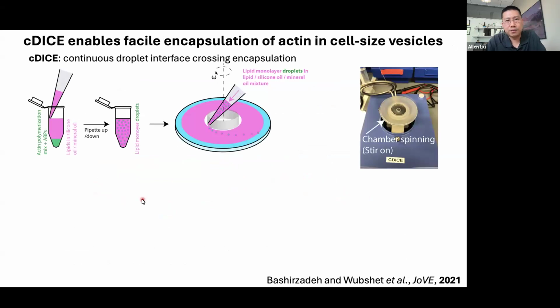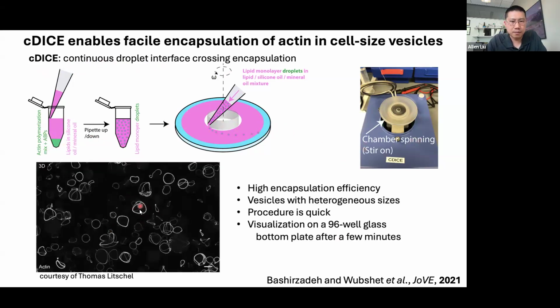So how do we build these synthetic cells? Probably many of you have heard of this technique. We use a variety of techniques in the lab, and for these particular studies, we've been using cDICE, which stands for continuous droplet interface crossing encapsulation. It starts with emulsifying the proteins that we want to encapsulate, which includes actin and actin binding proteins. By taking these emulsions in the presence of a lipid, we can then send them through a rotating chamber. These emulsion droplets will acquire a second monolayer, forming a lipid bilayer vesicle.